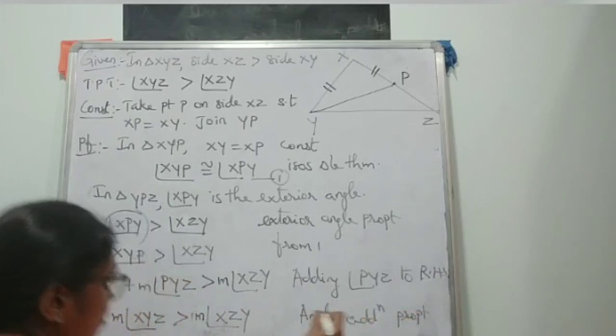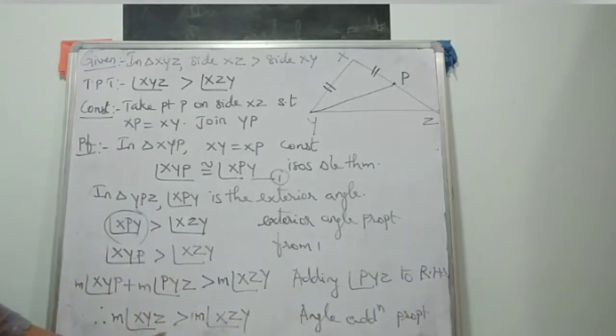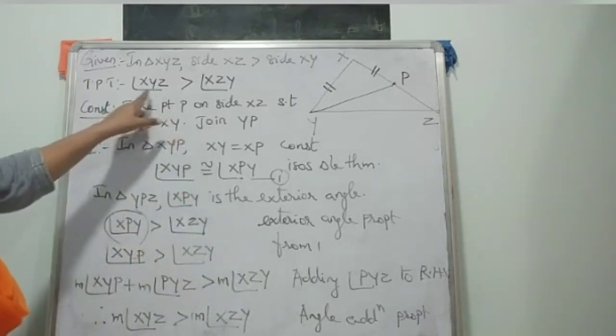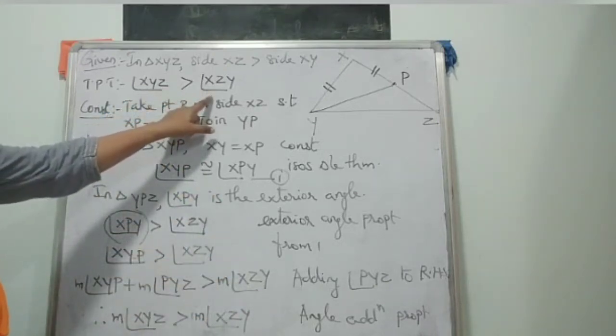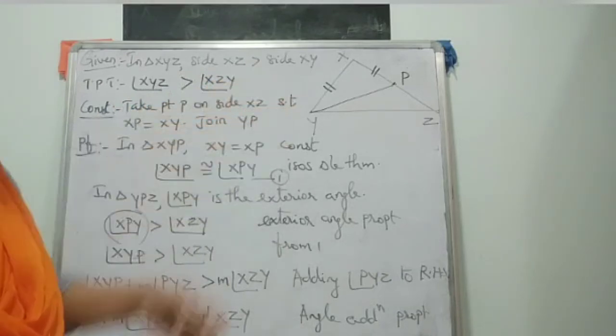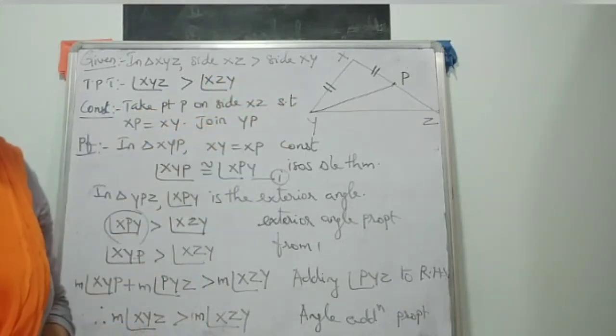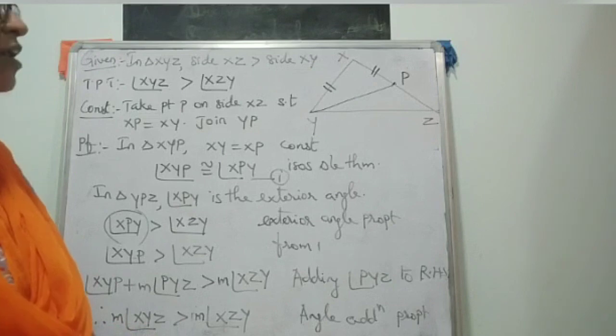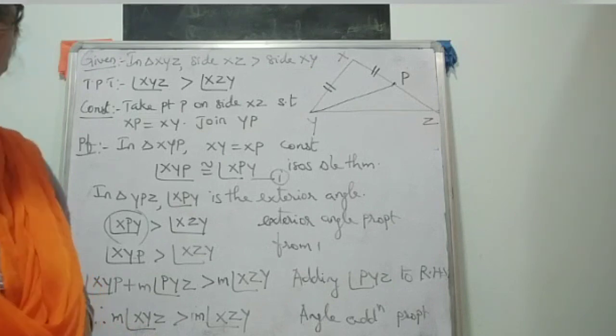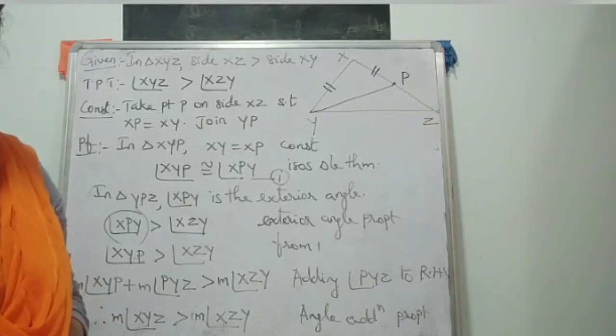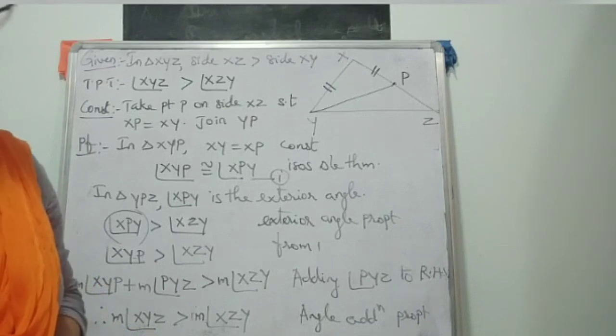If you look at the final step, we got the measure of angle XYZ is greater than the measure of angle XZY, which we were trying to prove. So what we learn from this theorem is that whenever you have two unequal sides in a triangle, then always the angle opposite to the greater side is greater than the other angle.